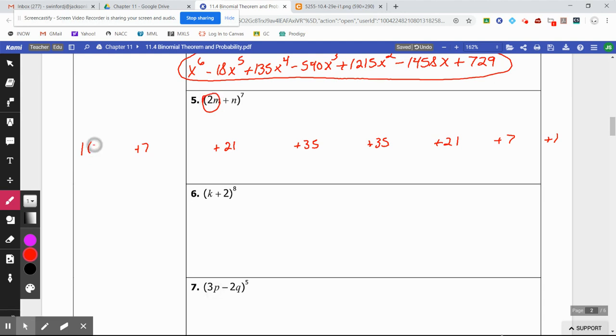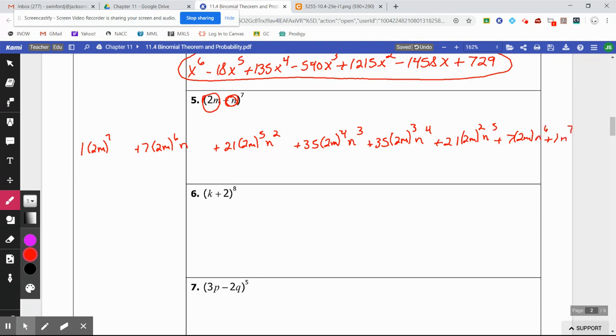We're going to raise that, and I'm going to put in parentheses a 2m to the 7th, a 2m to the 6th, and a 2m to the 5th, 2m to the 4th, and this will require just a little bit of cleaning up at the end, 2m to the 3rd, 2m to the 2nd, and 2m to the 1st. Now we start with our second term, which is a positive n, and we're going to raise it to the 0. We have n to the 1st, n to the 2nd, n to the 3rd, n to the 4th, n to the 5th, n to the 6th, and n to the 7th.